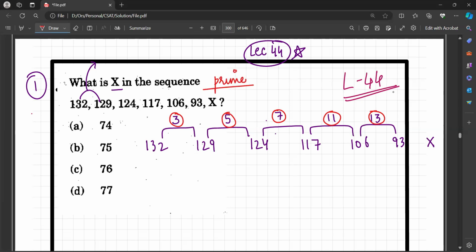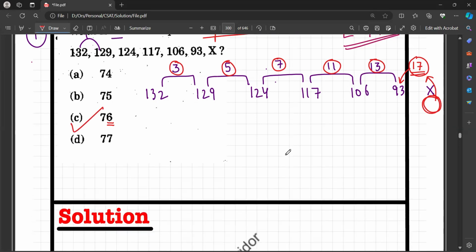So यहाँ पे क्या होगा? 17. क्लियर? 13 हो गया, 14, 15, 16, नन ऑफ देम, 17. ऐसे यहाँ पे क्या आना चाहिए जिसके साथ आप 17 ऐड करोगे? What number shall come here such that if you add 17 you get 93? Answer has to end with 6, so your answer is C. Clear? 76 plus 17. Got it? Let us proceed to the next problem.